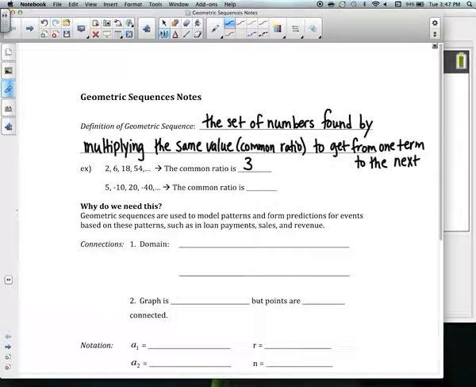Next one's a little different because we're going 5 to negative 10 to positive 20. So we're actually multiplying by negative 2. So you can get those situations where you have alternating.